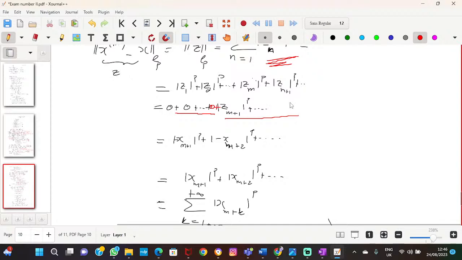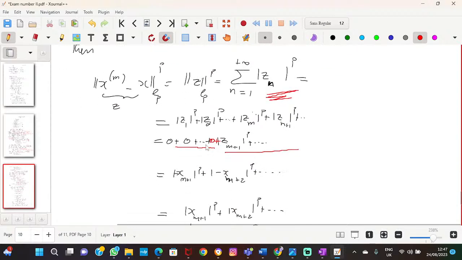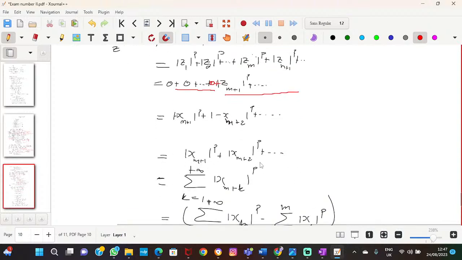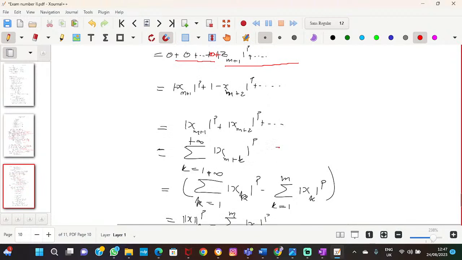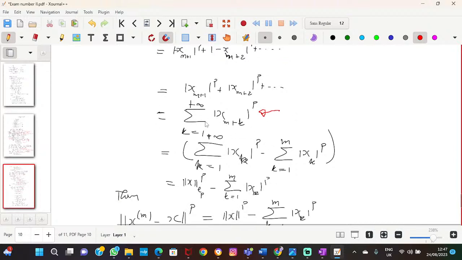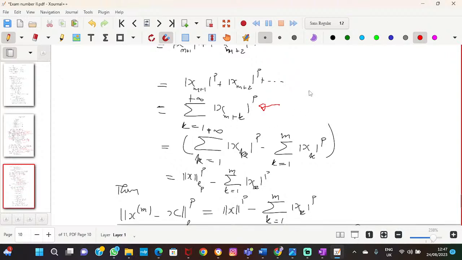So when we come back to the definition of z, you're going to get minus x_m to the power p and so on. Then we can write it in a condensed form as this. In a short form, it is the summation for k going from 1 to plus infinity of the absolute value of x_{m+k} to the power p. But this you can write as the summation from 1 to plus infinity, where you subtract the summation from 1 to m, in order to remain only with this term. So this is what we do here.